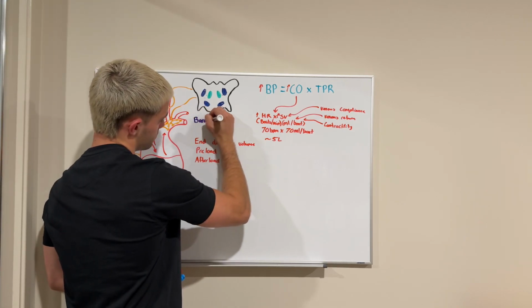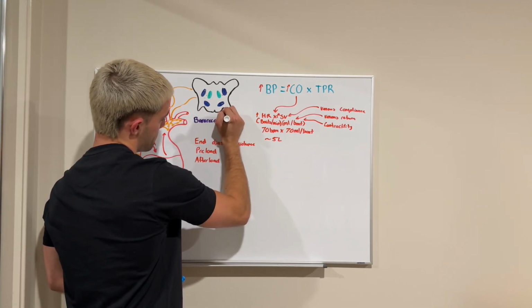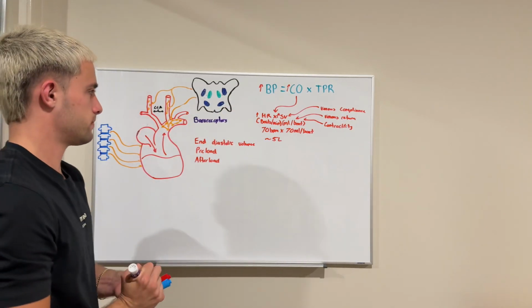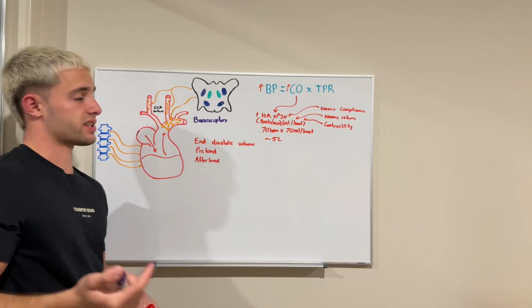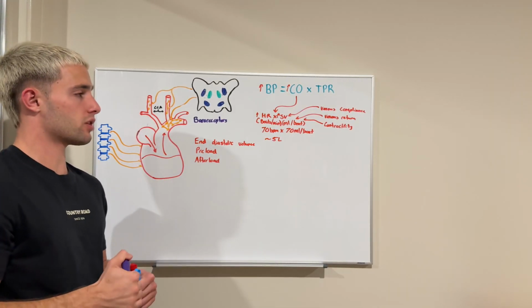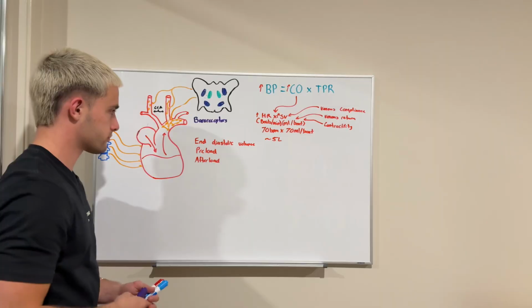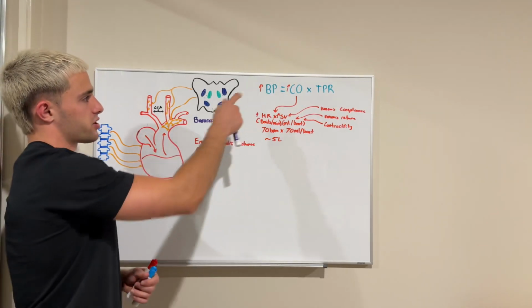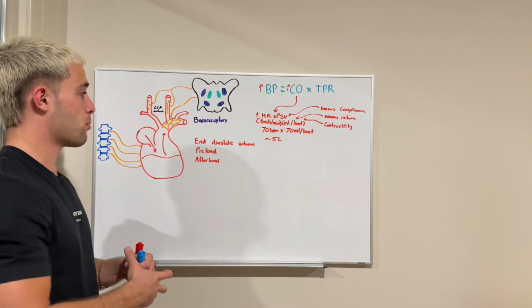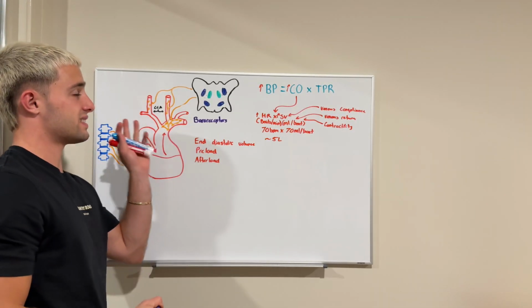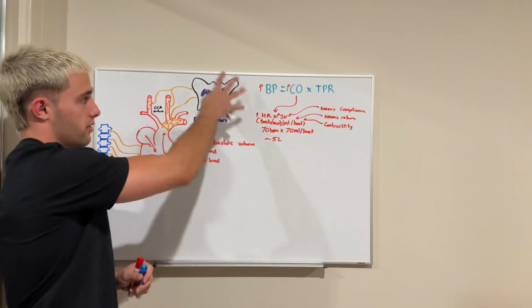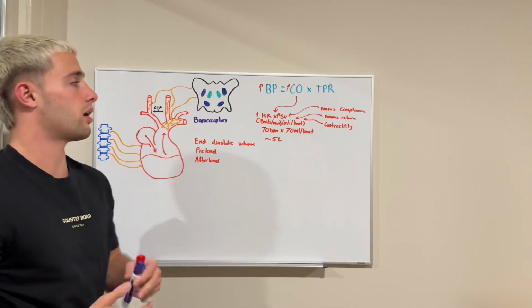Baroreceptors. Now these baroreceptors, baro meaning pressure, so pressure receptors, pick up on how much the artery is stretching. For example, if blood pressure is going to increase, there's going to be more stretch in those arteries. Therefore, there's going to be more signals getting sent to this part of the brainstem called the medulla.